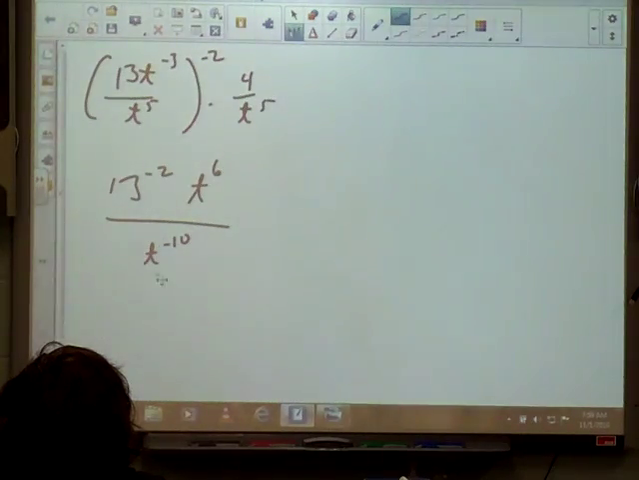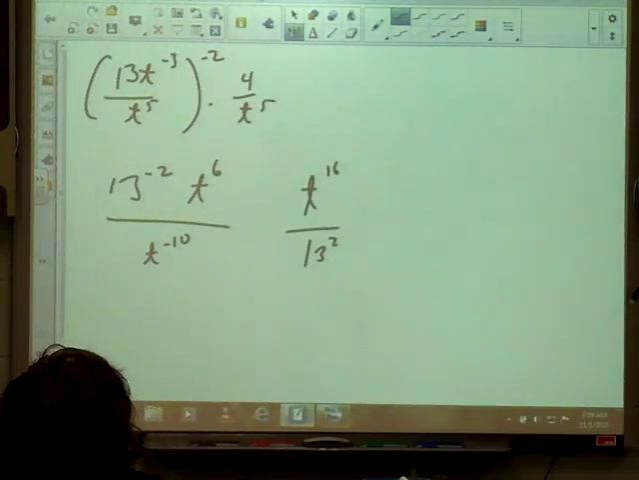The t's, when it's division, you subtract the powers. So 6 minus -10 is 16. So since it's a positive 16, that'll go on top. And then on this 13, since it's a -2, it'll go on bottom. And at first I was figuring out what 13 squared was, 169, but then I looked at the choices. They left it almost 13 squared. So I've simplified everything on this piece as much as I can.